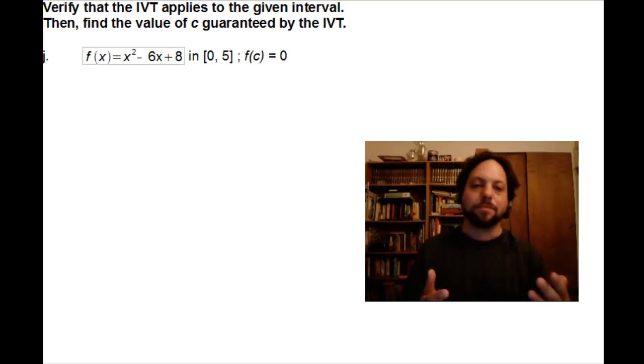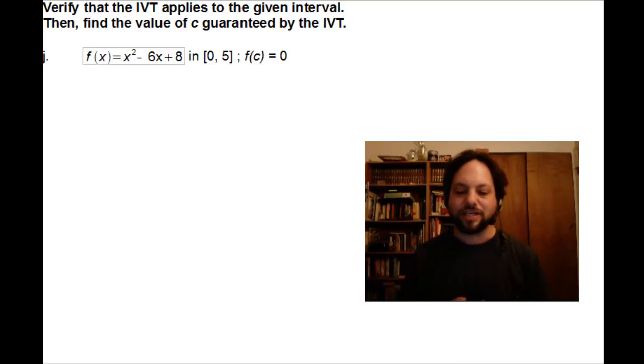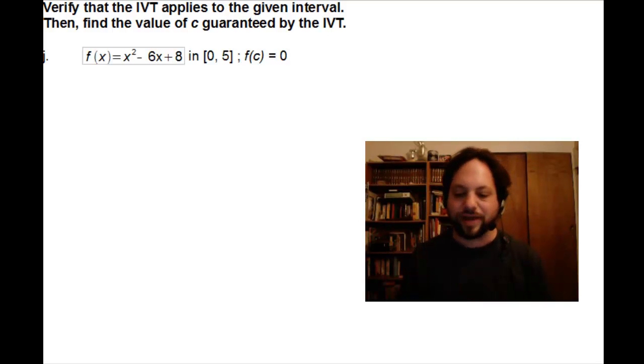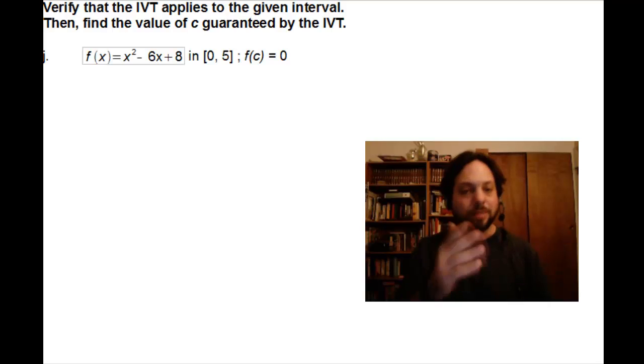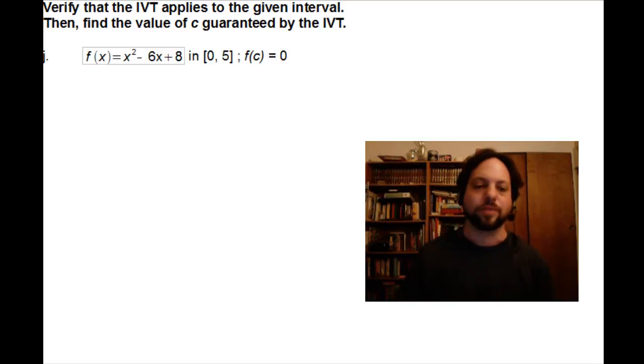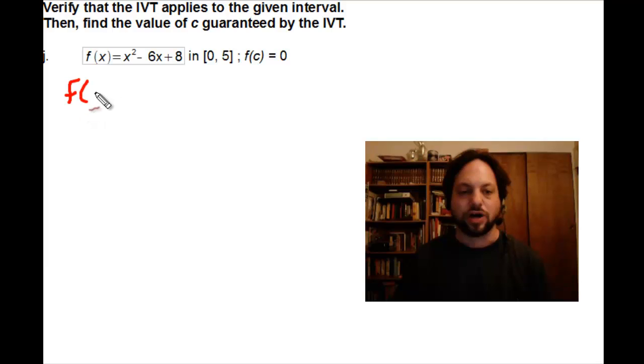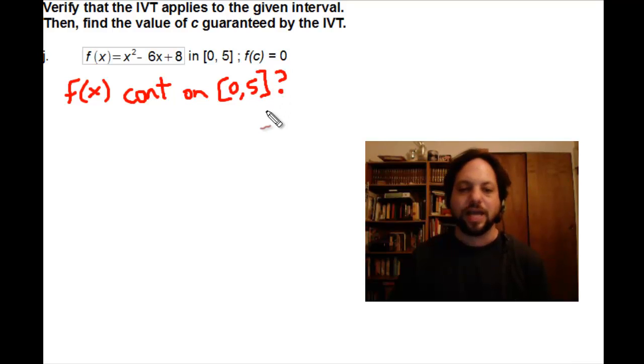So really, if we meet both of the conditions for the IVT, then all we can say is, yes, the IVT guarantees that there is at least one value of c for that. Let me go ahead here, work this out, and show you what I'm talking about. Before we can do anything here, we need to check our two conditions for the intermediate value theorem. First off, is f of x continuous on the interval from 0 to 5 inclusive? And of course, f of x is a polynomial. A polynomial is continuous on its entire domain. And so the first condition is met.